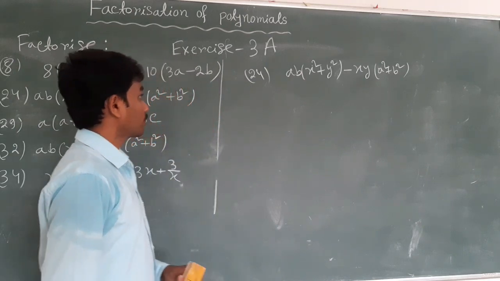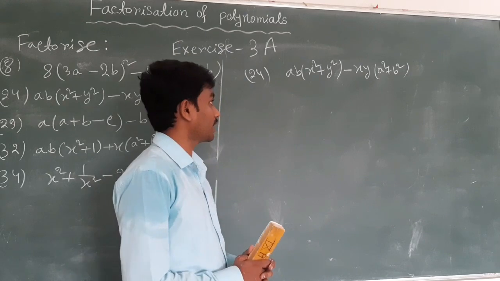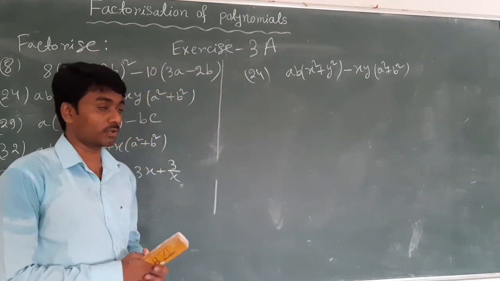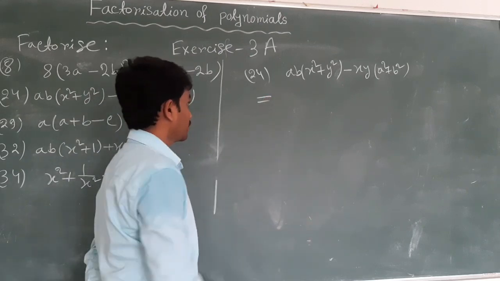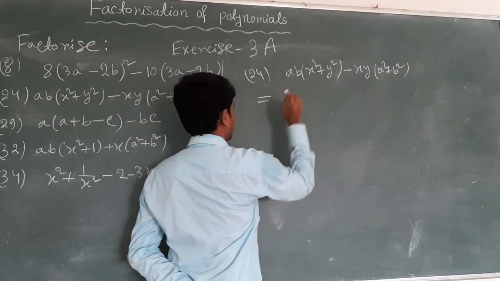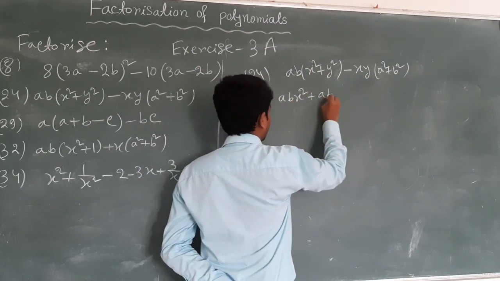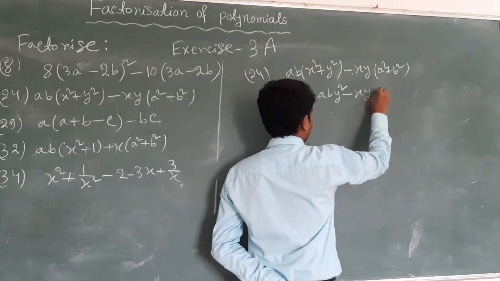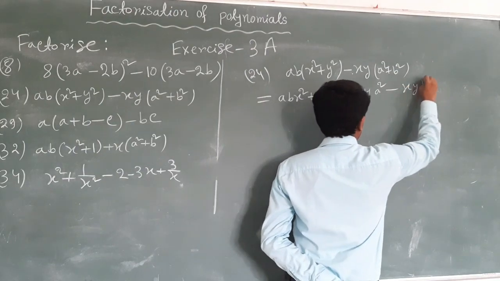From question number 24, we see that we can't take any common factor from each of the terms directly. So we have to arrange the terms of the given expression in such a way that we may have a common factor. So before we group, first we remove the bracket. So abx square plus aby square minus x square y minus xy b square.